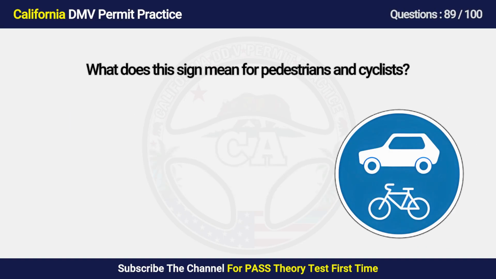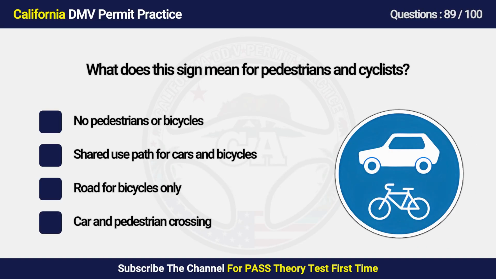Question 89. What does this sign mean for pedestrians and cyclists? A. No pedestrians or bicycles. B. Shared use path for cars and bicycles. C. Road for bicycles only. D. Car and pedestrian crossing.